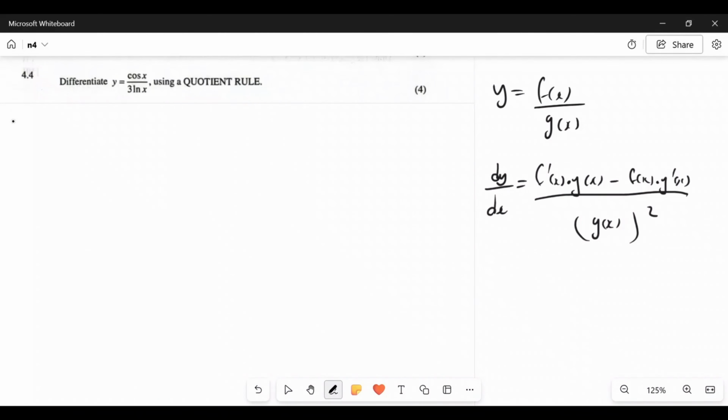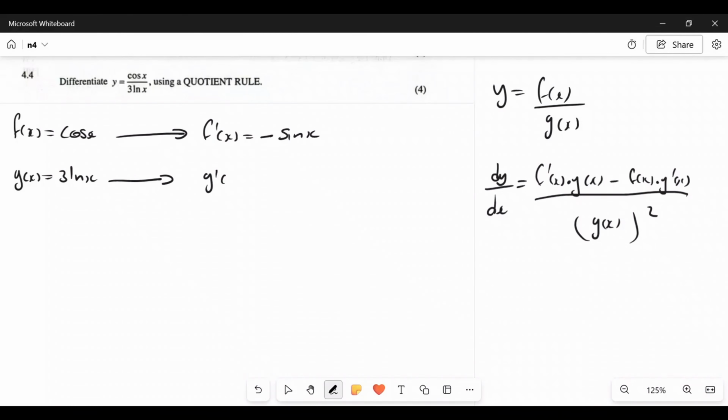Now, if you look at that equation there, our f of x, which is the numerator in this case, is actually cos x. Then our g of x is actually 3 ln x. There we go. So let's differentiate our f of x. What's the derivative of f of x here? We know that the derivative of cos x is going to be negative sine x. This is a trigonometric function. And then let's differentiate g of x. g prime of x is going to be, what's the derivative of 3 ln x? That is going to be 3 divided by x.